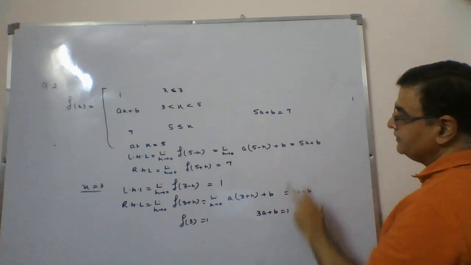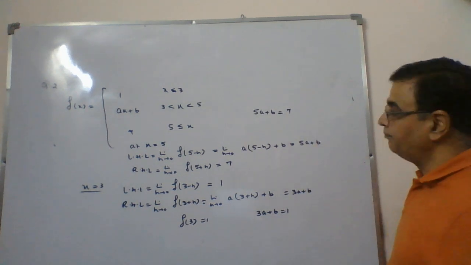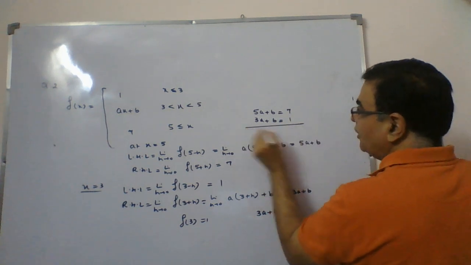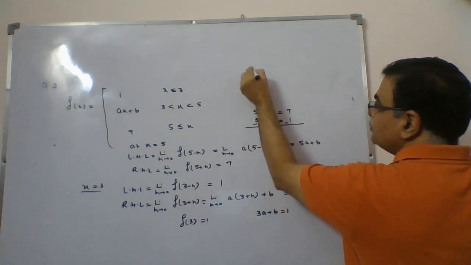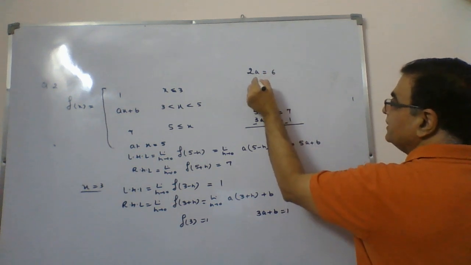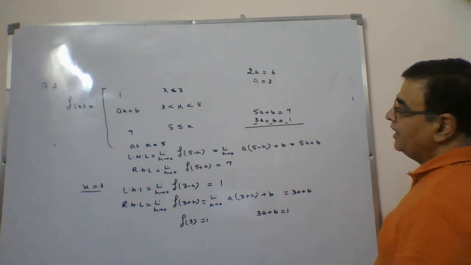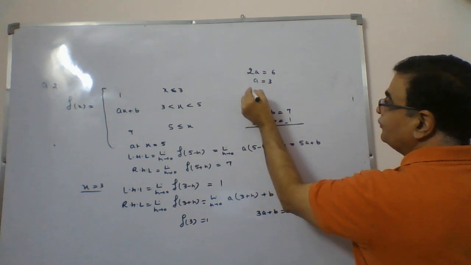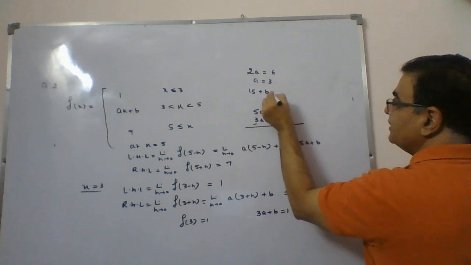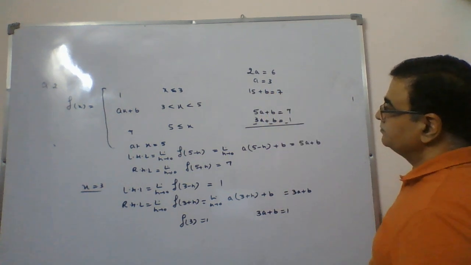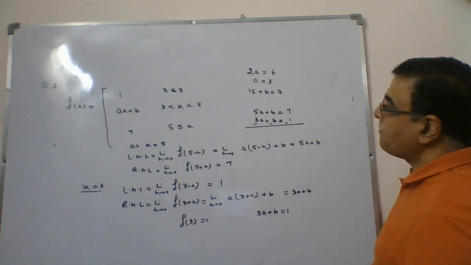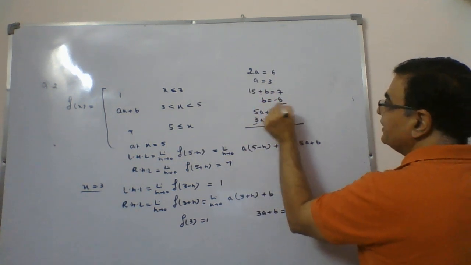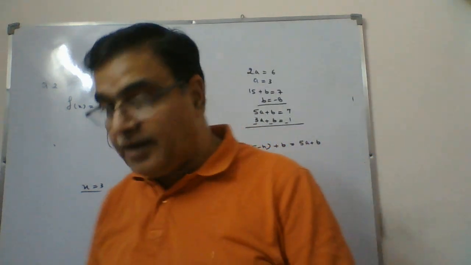So one equation is this, the second equation is this, and now we have to solve them. 3a plus b is 1 and 5a plus b is 7. When you subtract, it will be 2a equals 6. So a is 3. And if a is 3, we can put in the value. 5 times 3 is 15, plus b is 7. And in this case, b comes out to be minus 8. So the answer will be 3 and minus 8.